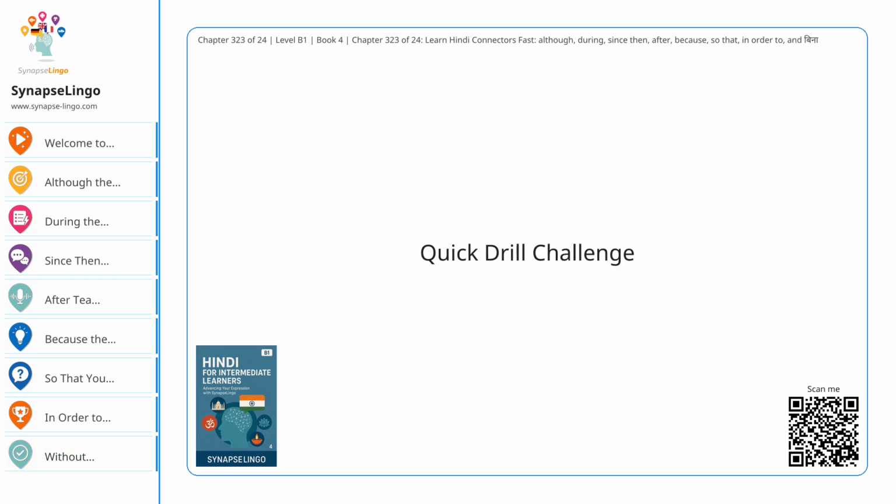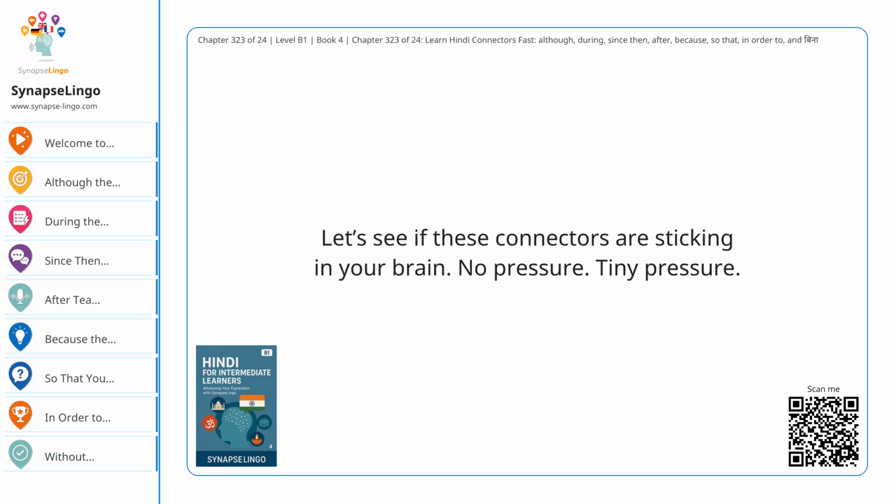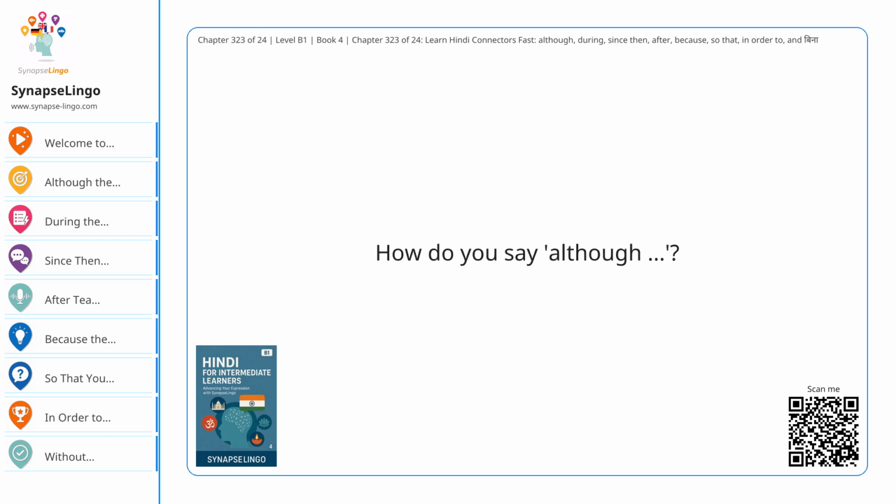Quick drill challenge. Let's see if these connectors are sticking in your brain. No pressure. Tiny pressure. How do you say although? हालांकि. How do you say during? के दौरान. How do you say since then? तब से. How do you say after? के बाद. How do you say because? क्योंकि. How do you say so that? ताकि. How do you say in order to? करने के लिए.